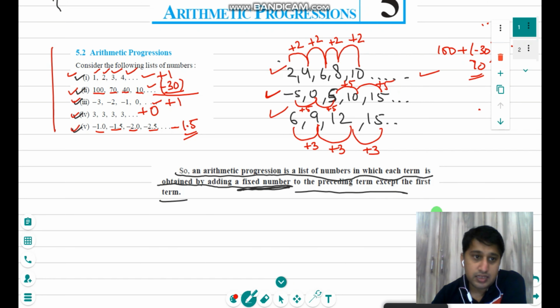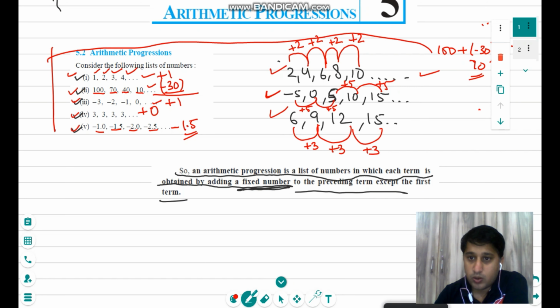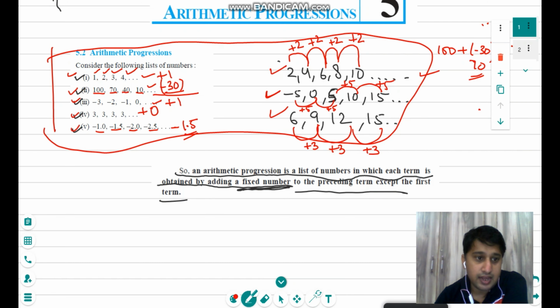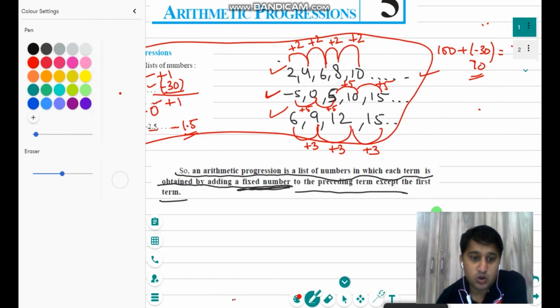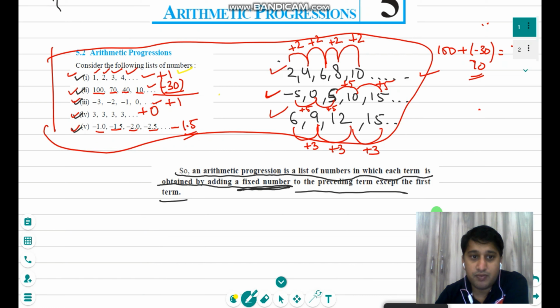So the thing which is common in all these is that we are adding one common term and the next term is obtained. Here in every number we are adding plus 1. Here in every number we are adding minus 30. Here in every number we are adding plus 1. Here in every number we are adding 0. We are adding minus 1.5. We are adding 2. A fixed number we are adding, plus 5, and then we are adding plus 3.